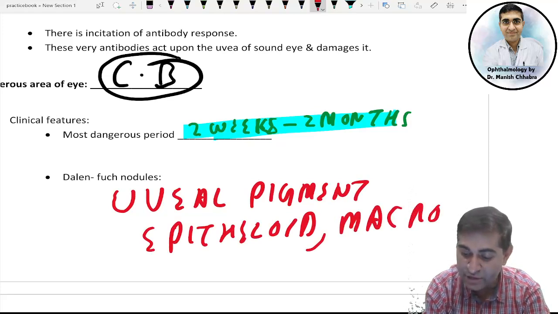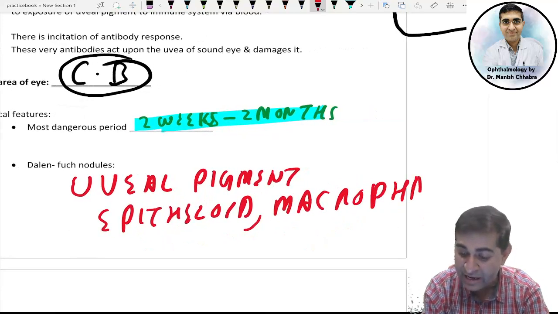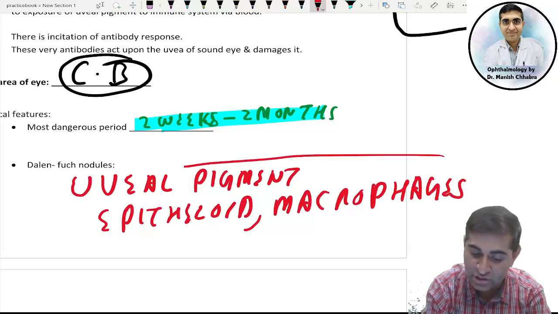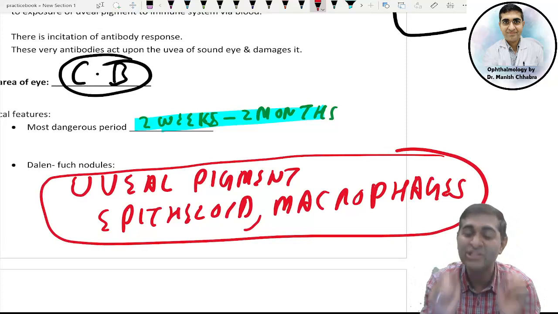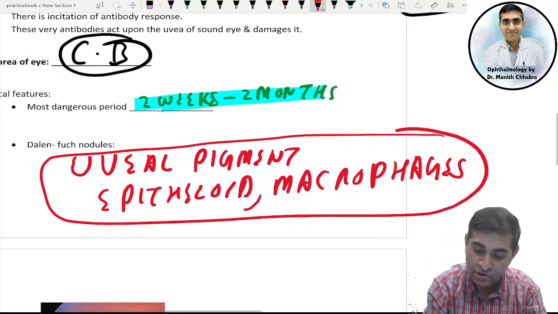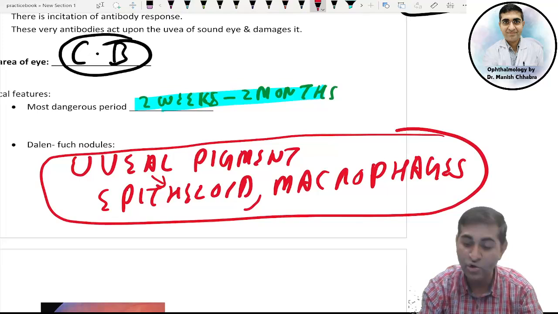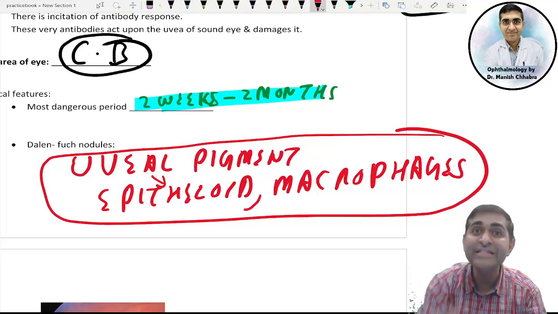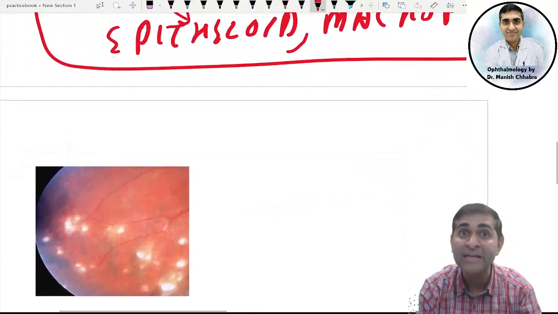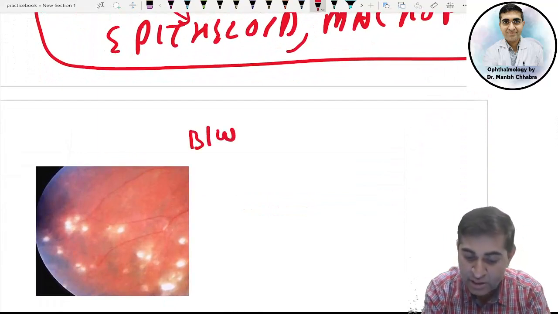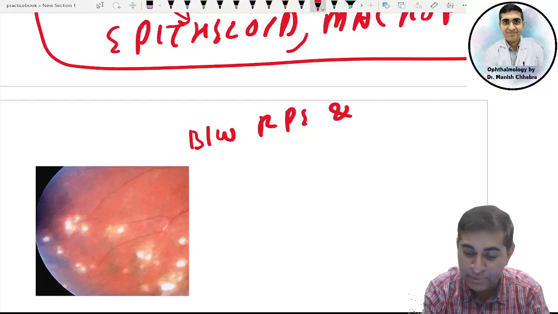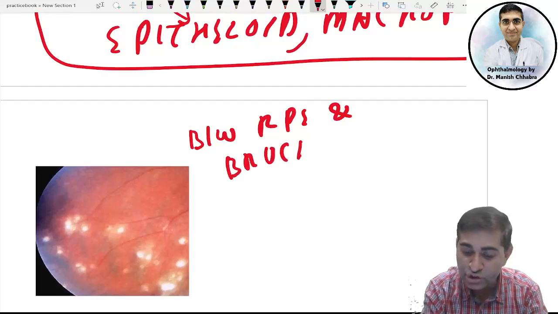I'm just trying to connect the Mycobacterium tuberculosis granuloma with sympathetic ophthalmitis, which is granulomatous panuveitis. Okay, so uveal pigment surrounded by epithelioid cells and macrophages. Now these Dehlen-Fook nodules are present at the sub-RPE region. It is present between the retinal pigment epithelium and Bruch membrane.